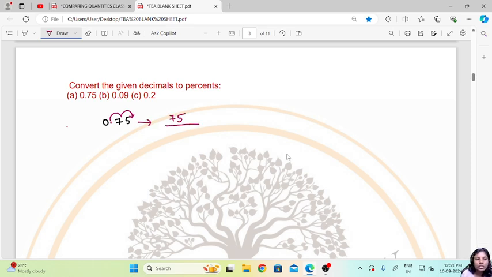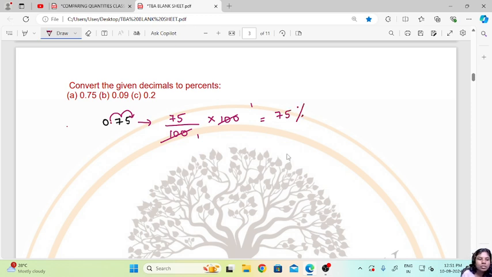Now because I have shifted it twice, in the denominator I will add 100. 100, why? Because it has 2 zeros and I have shifted the decimal twice. Now this I have to convert to percentage. Again same thing, we have to multiply it by 100. So in this case what will happen? Directly this 100 and this 100 will get cancelled. So our answer will be 75%.